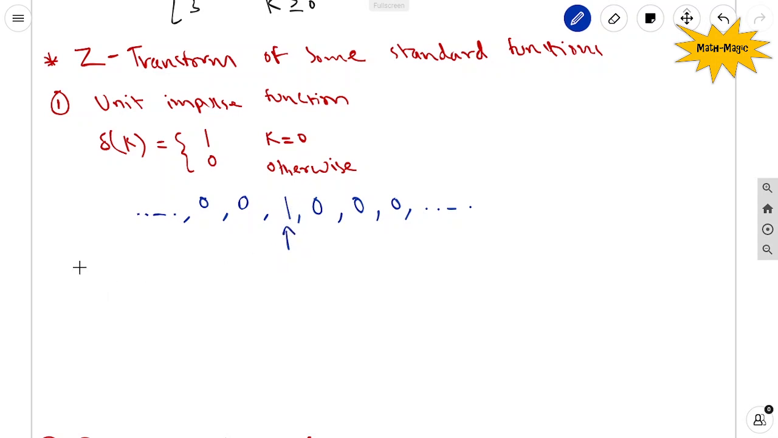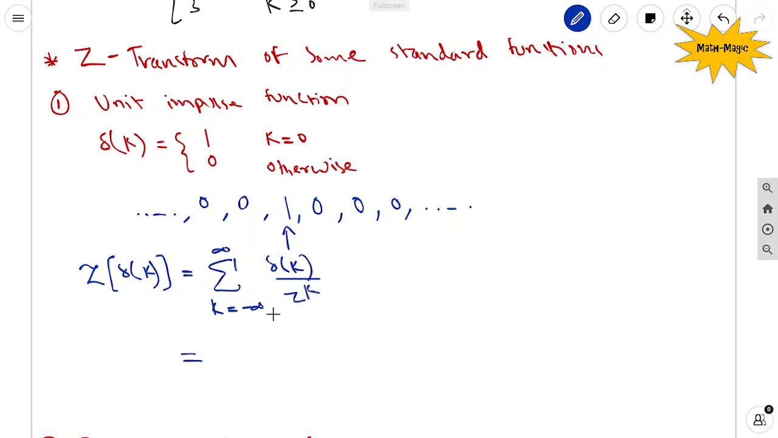So now we have to find the z transform of delta k. The z transform of the sequence delta k is going to be the summation of k equals minus infinity to plus infinity of delta of k upon z raised to k. As we know, for all non-zero k, the value is 0. So we are just going to have delta of 0. For delta of 0, the answer is 1 upon z raised to 0, which is again 1. So the z transform of delta of k is 1.